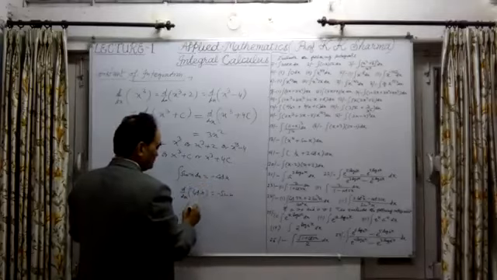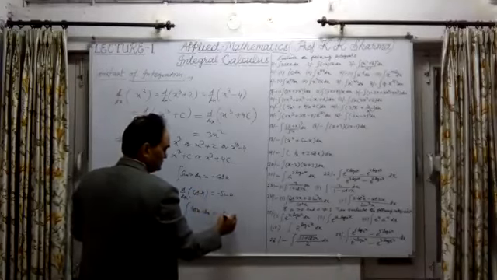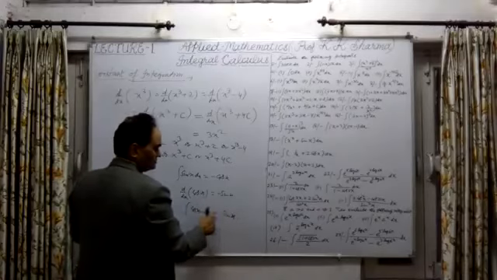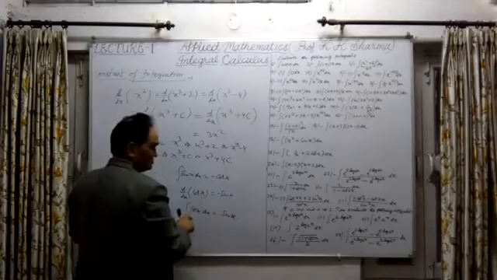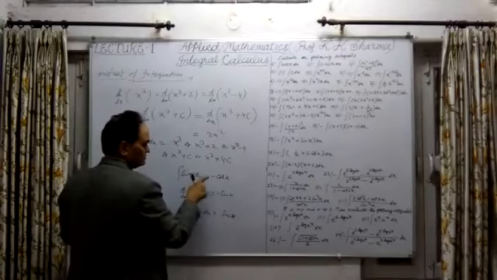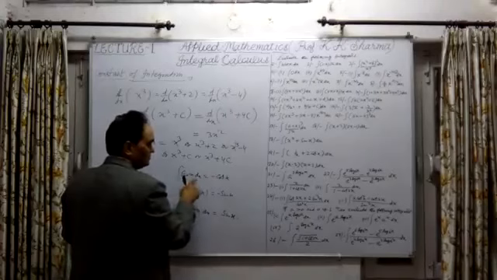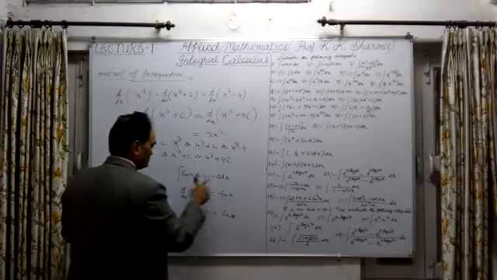Similarly, the integration of cos x dx is equal to sin x. Why? Because the differentiation of sin x is cos x. So the integration of cos x is plus sin x, but the integration of sin x is minus cos x, because the differentiation of cos x is minus sin x. You know that it will be a negative sign. The integration of sin x is minus cos x.